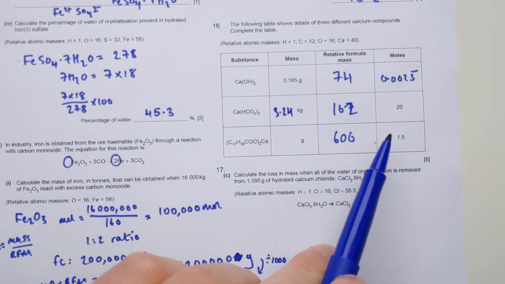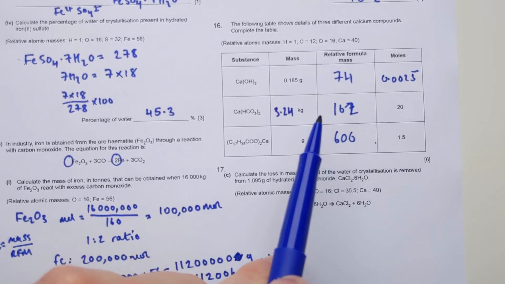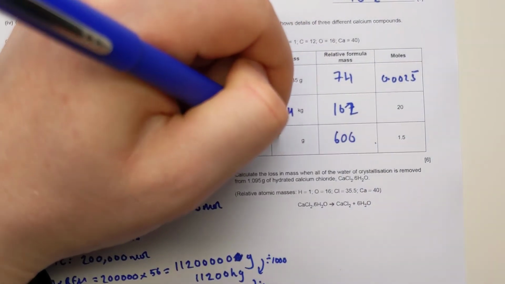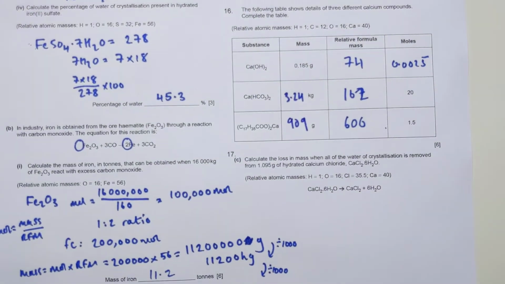Final one, again, similar question. You've got 600 grams, you've got moles 1.5, mass equals moles times RFM, which gives you 909 grams.